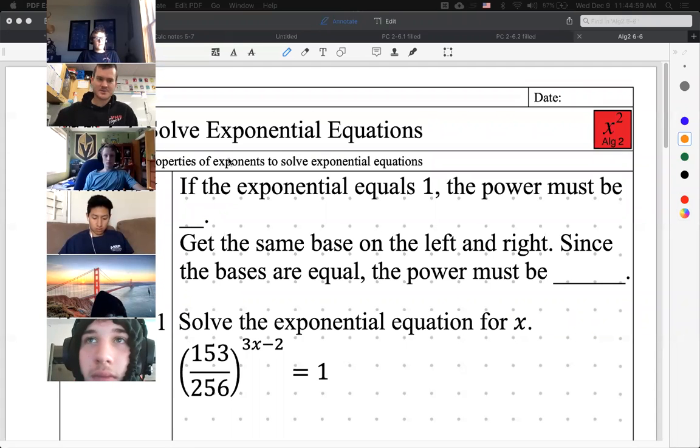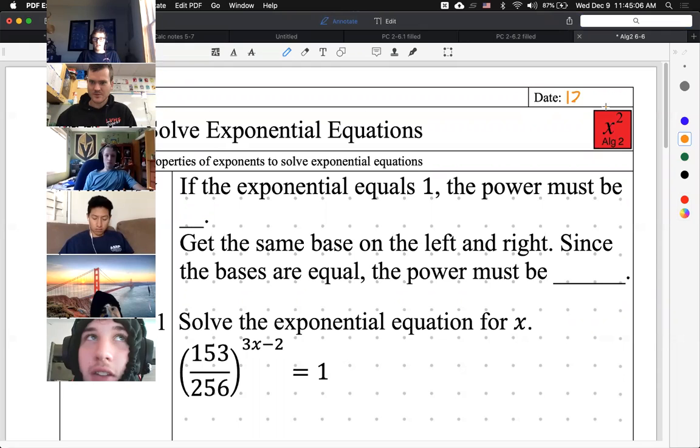It's recording. Algebra 2. We're on lesson 6-6, Solve exponential equations. Today's date is Wednesday, December 9th. I want to use blue though.